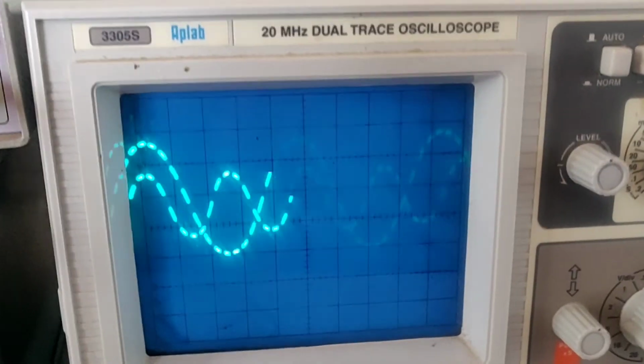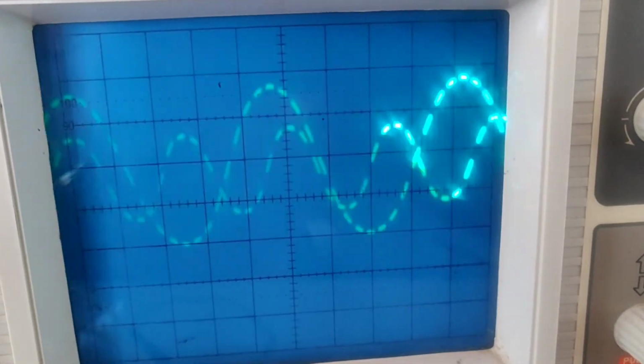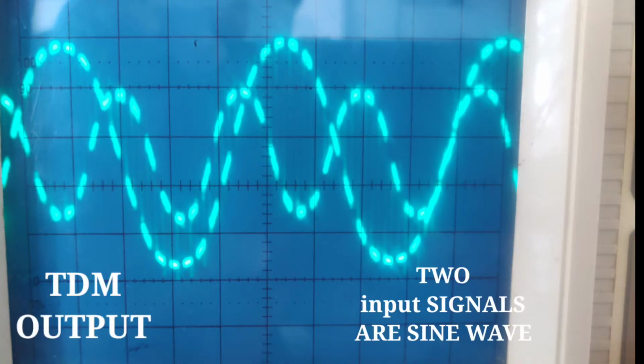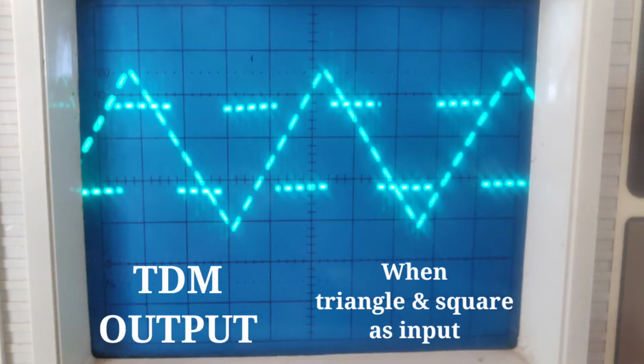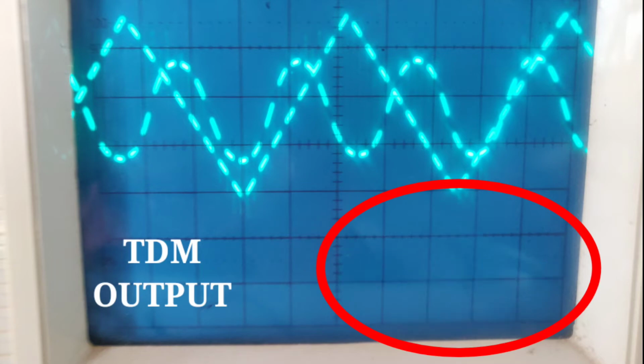And the simple connections, see the output here. So this is TDM. This is a TDM output, and two input signals are sine wave. This is when two input signals are triangle and square waveform. This is TDM when sine and triangle are the input.